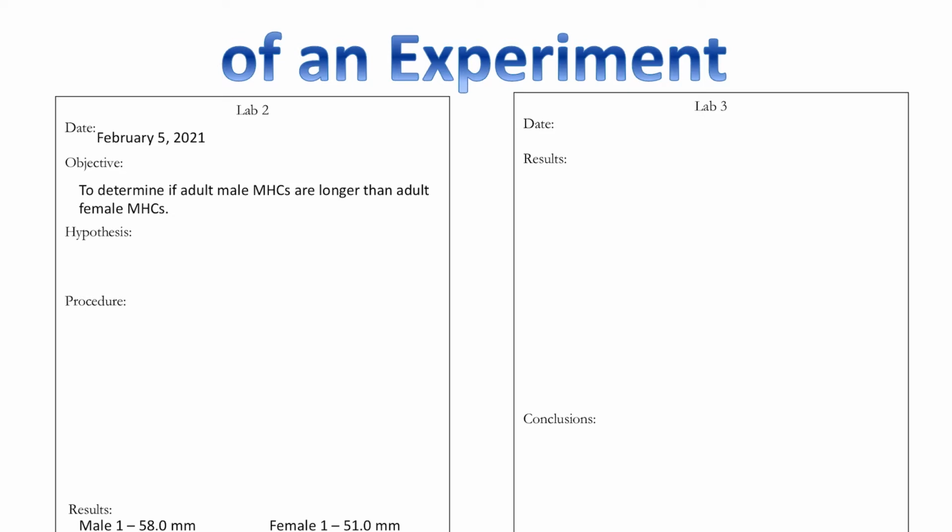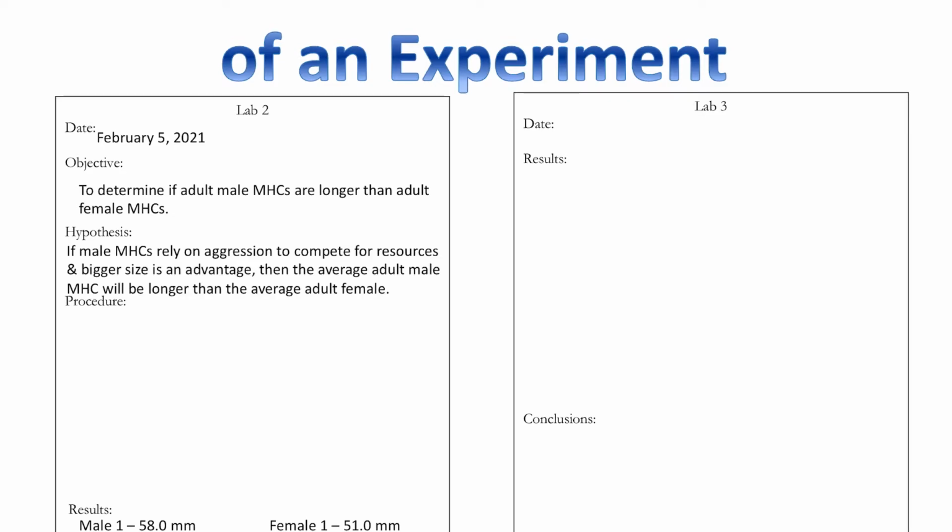So we're going to determine if adult male MHCs are longer than adult female MHCs. A possible hypothesis for this would be: if male MHCs rely on aggression to compete for resources and bigger size is an advantage, then the average adult male MHC will be longer than the average adult female. With our hypothesis, for you guys, I suggest using an if-then statement. And this is mostly just so that you guys can get used to a hypothesis and what all it needs.